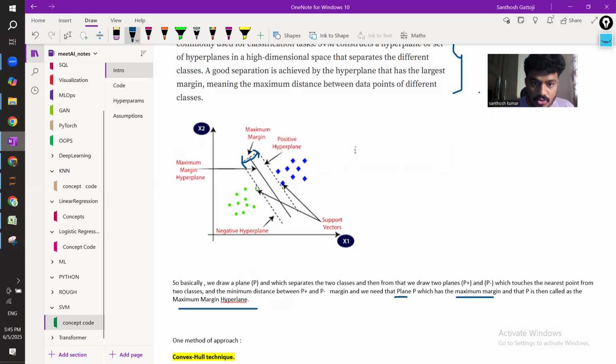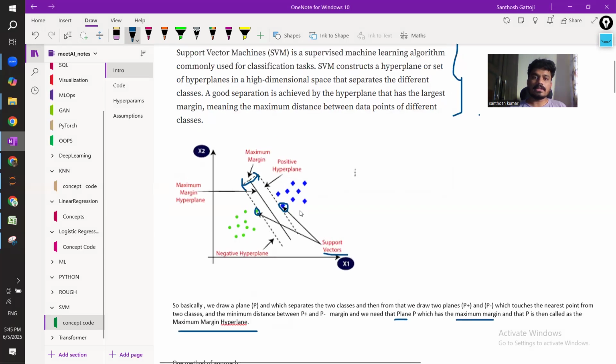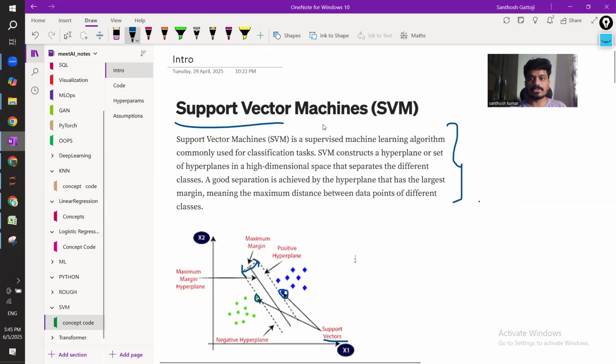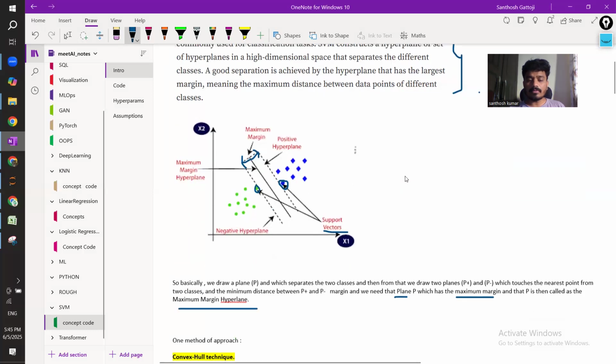So that's why these two points are called support vectors. And that's the reason it is called support vector machines. What are support vectors? The points through which we are drawing the parallel planes. Those are the support vectors.